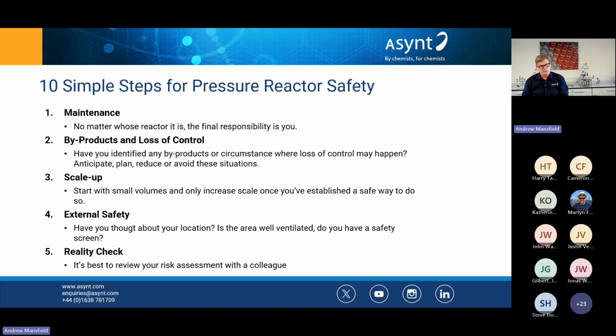We need to think about our reaction to begin with. That's probably primary to looking at the reactor itself. We need to identify all of the associated risks, those byproducts, and the circumstances where we may have loss of control of our reaction. So that's anticipating, planning, reducing, and avoiding all of those associated risks. And you do that by a thorough assessment of the reaction that you carry out. I shouldn't need to tell you that anyway. That's a risk assessment that all chemists should perform before they actually step into the lab.